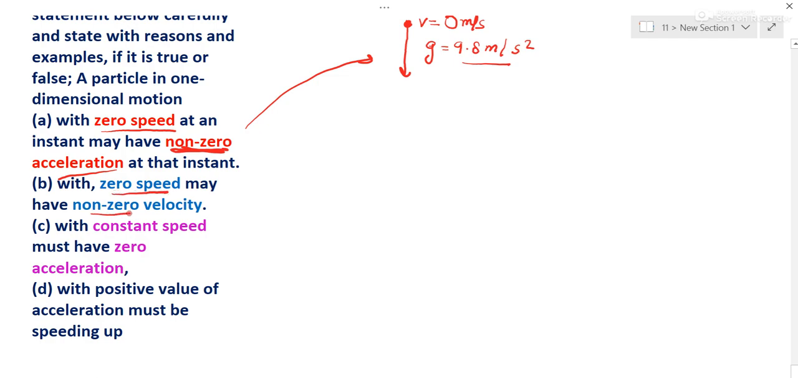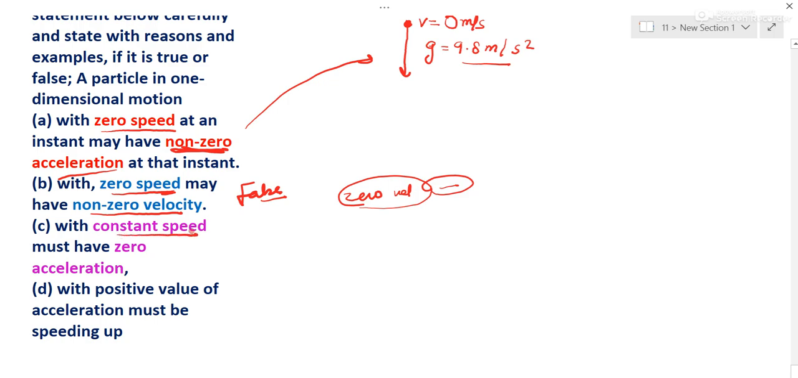Zero speed and non-zero velocity? No, this is not possible. So this is false. If speed is 0, not moving, then not moving. But vice versa can be true. Zero velocity can be there, but non-zero speed, that can be true. Zero velocity and non-zero speed can be true.